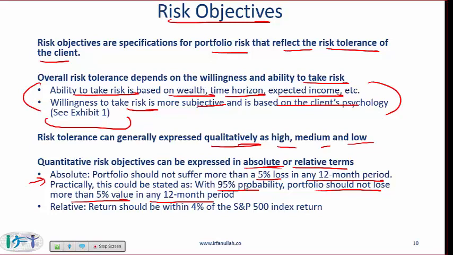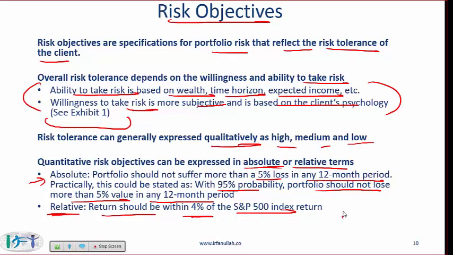This, for those who recognize the material, is also called value at risk. But this value at risk material is covered in detail at level 3. Here, just recognize that it's one way of expressing how much risk an individual or an institution can take. A relative risk measure is shown here. Return should be within 4% of the S&P 500.